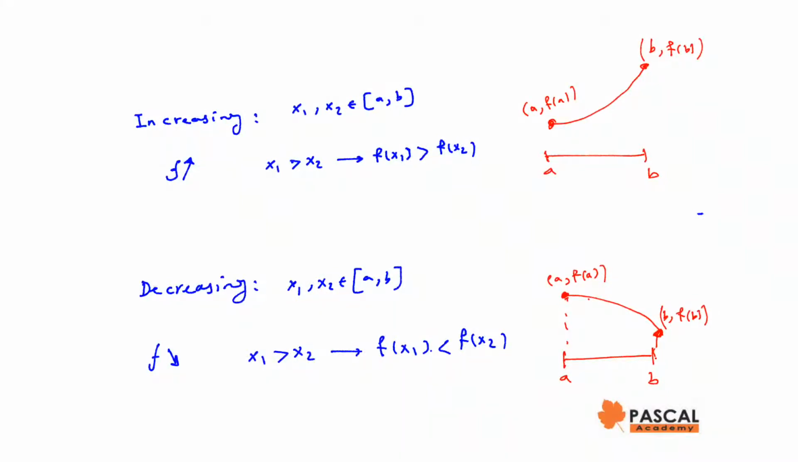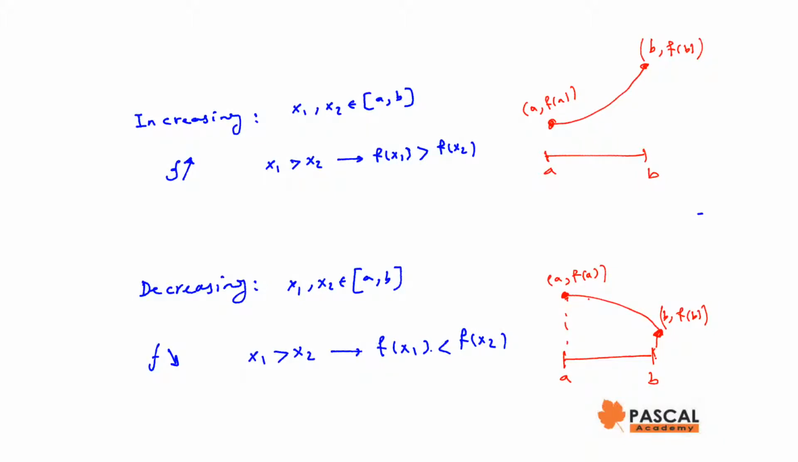In this lesson, we are going to work on the meaning of increasing, decreasing functions on a given interval. We say function f is increasing on interval (a, b) if for all real numbers x1 and x2 in the given interval, f of x1 is greater than f of x2 whenever x1 is greater than x2. Or we can say, if x1 is greater than x2, then f of x1 is greater than f of x2.